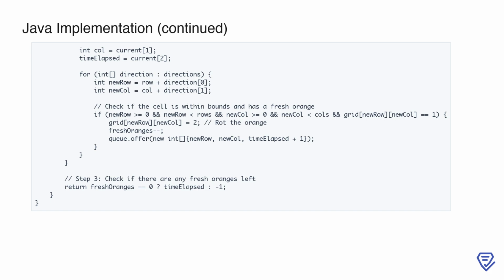Once the queue is empty, meaning all reachable oranges have been processed, we check if any fresh oranges remain. If fresh oranges is 0, we return the total time elapsed, which represents the time required to rot all oranges. Otherwise, if there are still fresh oranges, we return -1 to indicate that not all oranges could be rotted.